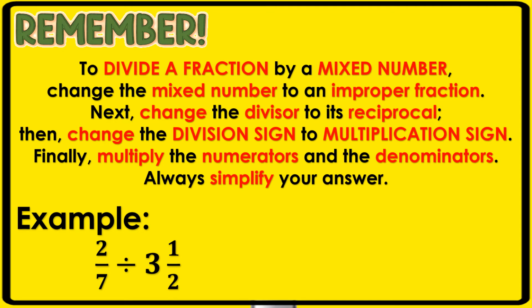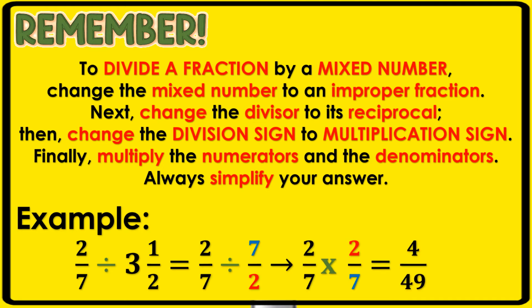Remember, to divide a fraction by a mixed number, change the mixed number to an improper fraction. Next, change the divisor to its reciprocal. Then, change the division sign to multiplication sign. Finally, multiply the numerators and the denominators. Always simplify your answer. Example: 2/7 divided by 3 1/2.